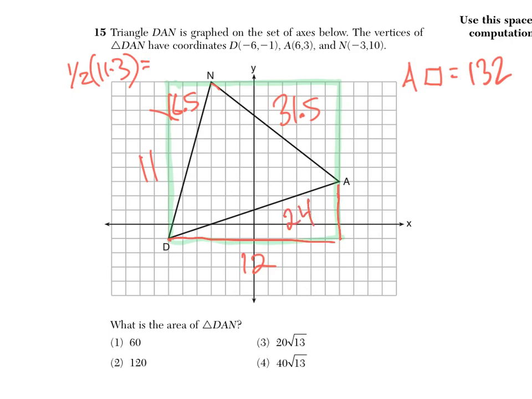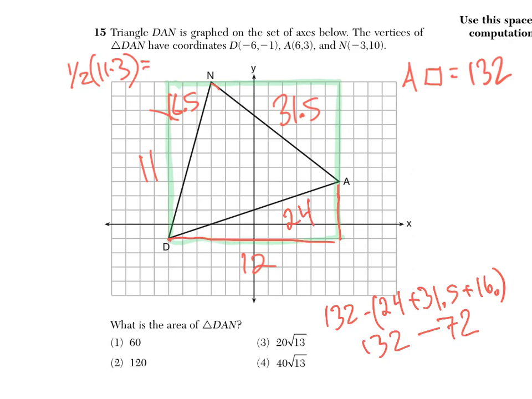Great. So now we're going to do 132 minus the sum of the other 3 triangles that we're ultimately subtracting. So it's minus 24 plus 31.5 plus 16.5. That gives us 132 minus 72, which is 60 square units. That's option 1. Amazing. So the area of triangle DAN is 60.